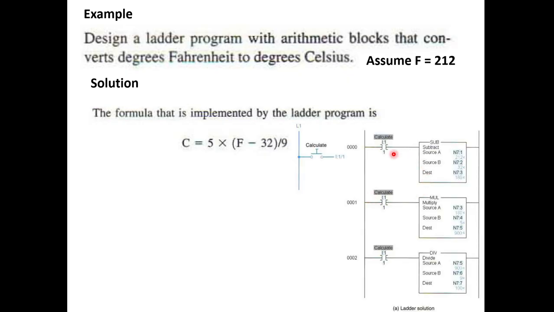So what you do first is the subtraction, as you can see, 7.1 to 7.3, and store it in 7.3, and then use this 7.3 to do the multiplication, and then finally you do the division. So you do the multiplication with 5, and then you do the division by 9. So this is your final result with the pressing of the same button.